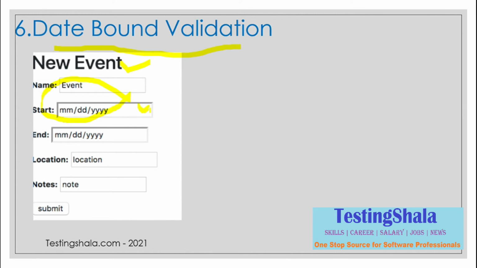So in this kind of situation, this start field cannot be less than the current date. Similarly, the end date also cannot be less than the current date. That is the kind of validation you should make. That is called a date bound validation, where an event cannot be created before the current date, because that is not logically correct. Again, based on your requirement, you should validate appropriately for the date fields.